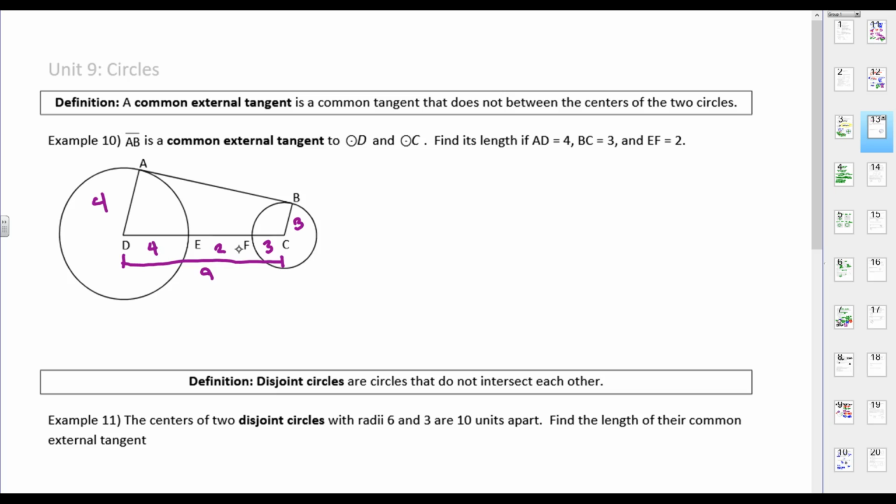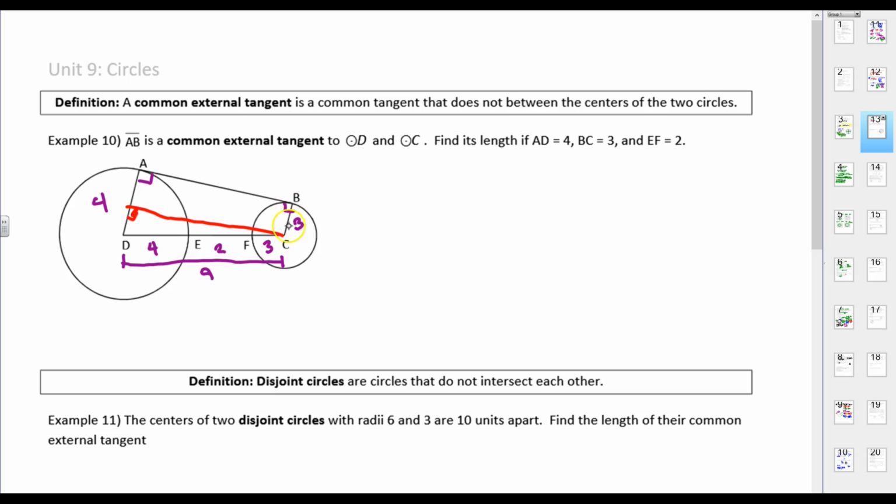Now, the problem is that what I want is the length of AB, and these are both right angles. This actually makes a right trapezoid. And rather than looking at this as a right trapezoid, I'm going to split this into 2 figures. I'm going to draw in a new segment, and that new segment is going to split this into a rectangle and a triangle. I'm going to split it like this because I'm able to solve for lengths of segments on right triangles really easily.